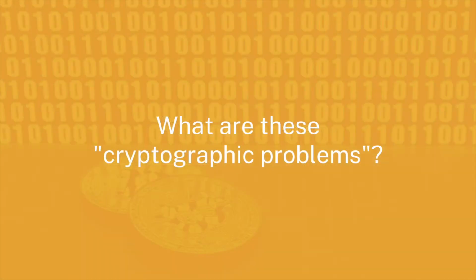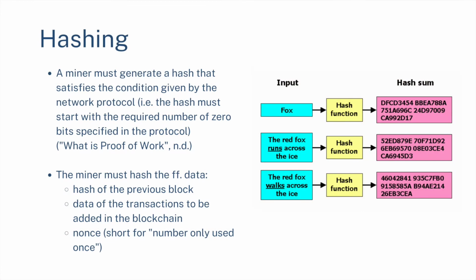But what are these cryptographic problems anyway? In order to find a valid block, a miner is tasked to generate a hash that satisfies the specific condition provided by the network protocol. He or she must hash three things: the hash of the previous block, the data of the set of transactions that will be added to the blockchain, and a nonce, which is short for number only used once. This nonce is repeatedly incremented in the block until its value gives the block's hash the required number of 0 bits that are specified by the network protocol, also known as the target. The particular hash function used by Bitcoin is known as SHA-256.